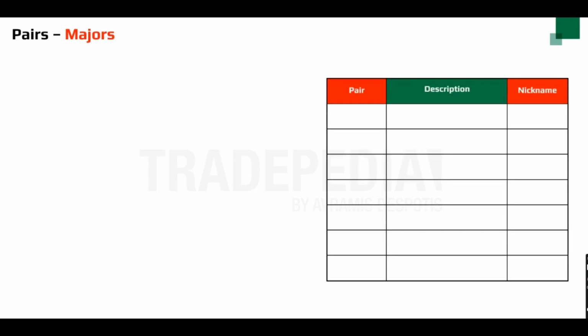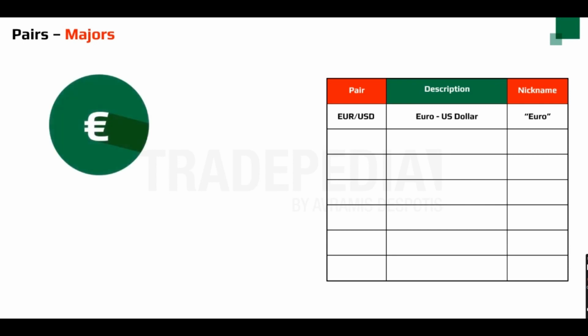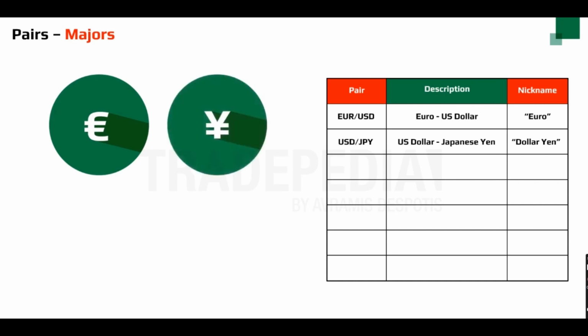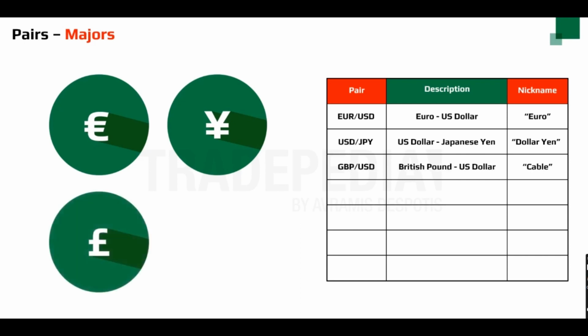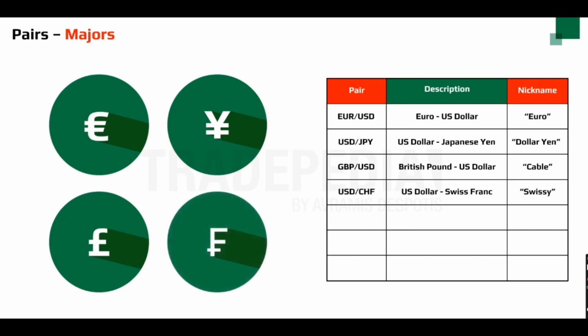The 7 most traded pairs of currencies in the world are called the majors. Majors have the US dollar as one of the currencies in the pair, and they are usually referred to with their nickname. Euro against the US dollar, known as the euro. US dollar against the Japanese yen, known as the dollar yen. British pound against the US dollar, known as cable or sterling. US dollar against the Swiss franc, also called Swissy.